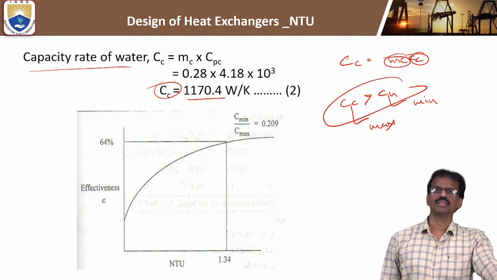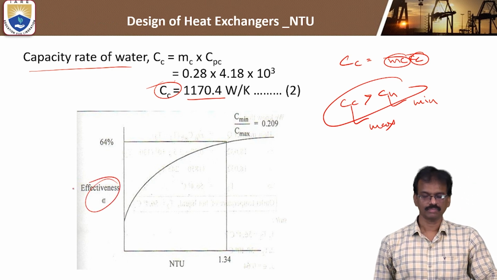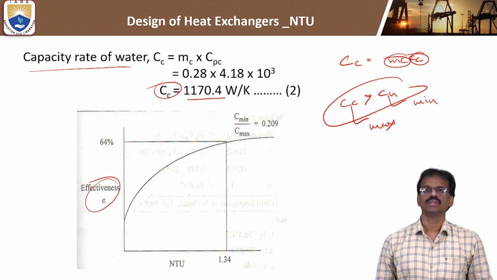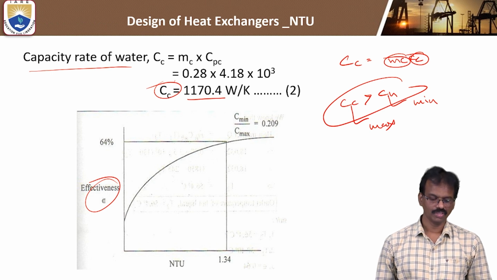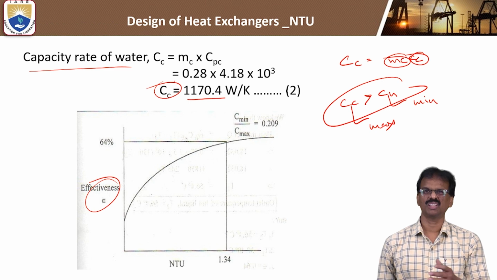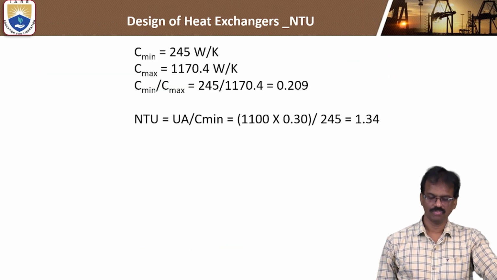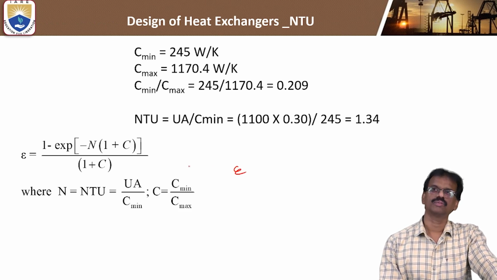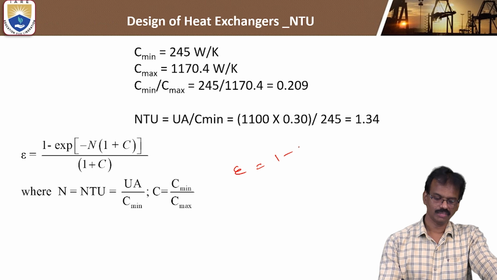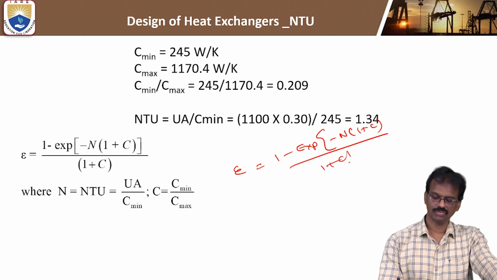So we can find the effectiveness value by using the formula which was derived earlier. Otherwise, you can find the effectiveness value by using the graphical method, by using the data book. Just like I'm going to use the formula, we already derived this one. So effectiveness for the parallel flow is equal to 1 minus exponential of minus N into (1 plus C) divided by (1 plus C). So this is the formula.